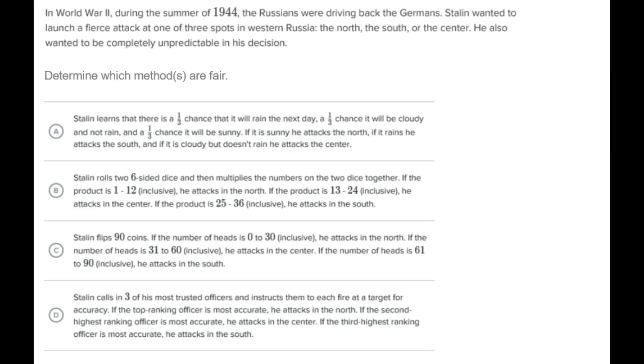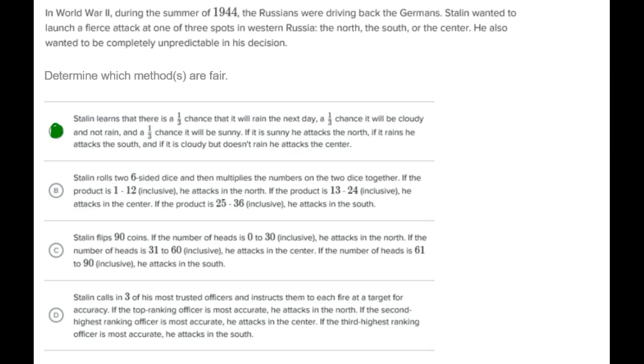Method A, Stalin learns that there is a 1/3 chance that it will rain the next day, a 1/3 chance that it will be cloudy and not rain, and a 1/3 chance it will be sunny. If it is sunny, he attacks the north. If it rains, he attacks the south. And if it is cloudy but doesn't rain, he attacks the center. This is going to turn out to be fair because for each of those scenarios, there is an equal 1/3 probability that that event is going to occur. So there's a 1/3 chance he would attack the north, the south, or the center.